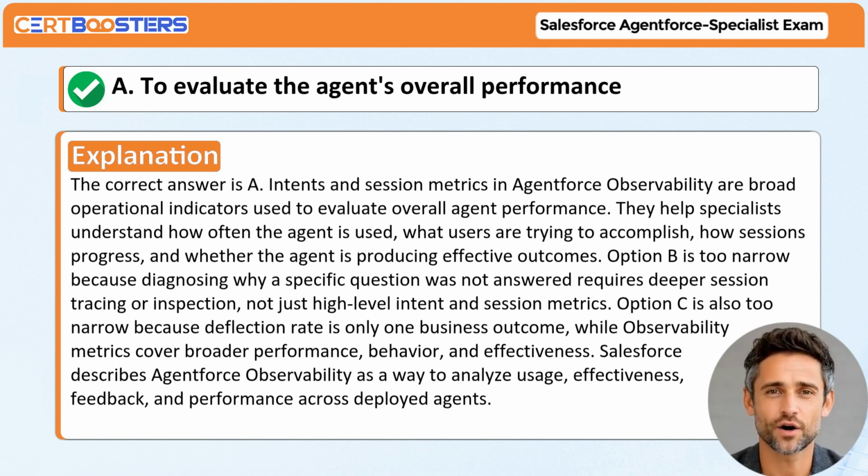Option B is too narrow because diagnosing why a specific question was not answered requires deeper session tracing or inspection, not just high-level intent and session metrics. Option C is also too narrow because deflection rate is only one business outcome, while observability metrics cover broader performance, behavior, and effectiveness. Salesforce describes Agentforce observability as a way to analyze usage, effectiveness, feedback, and performance across deployed agents.